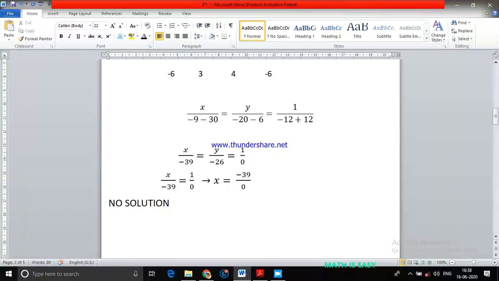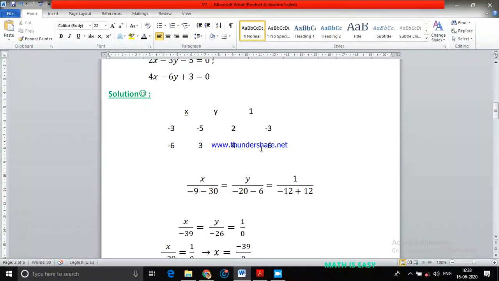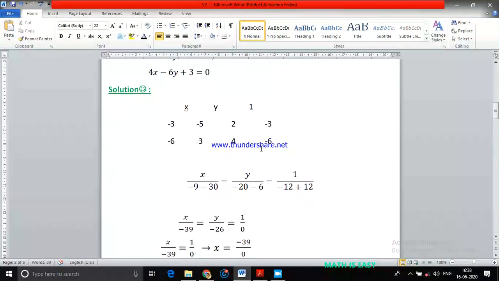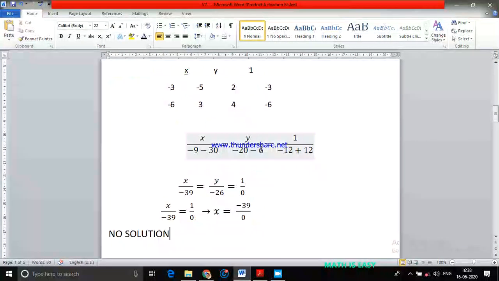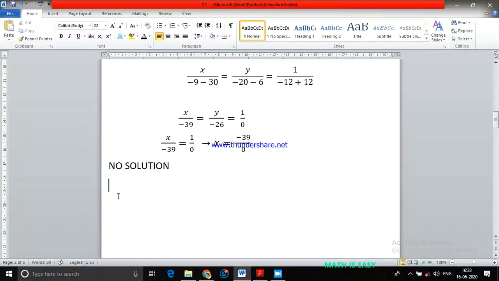Okay, so I have taken a second example. If parallel lines are given and solved by cross multiplication, how do they look? So as homework, you try for infinite solutions. Okay, so try it out. If you want, I'll write the equation as a homework question here.